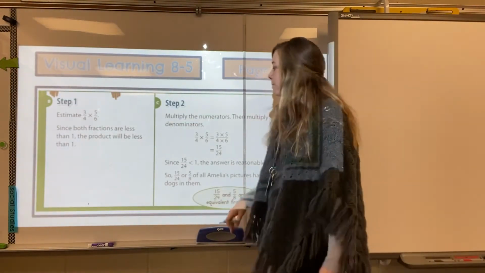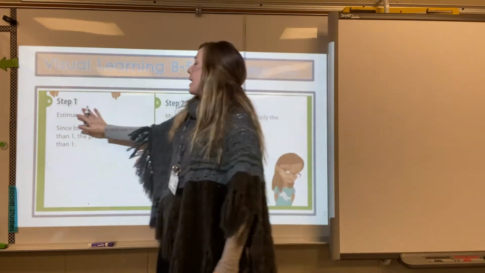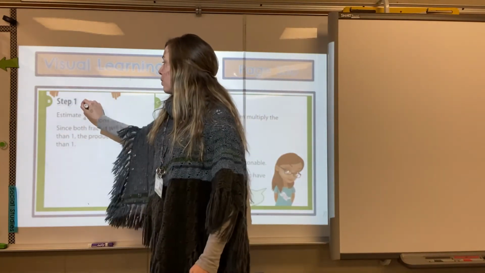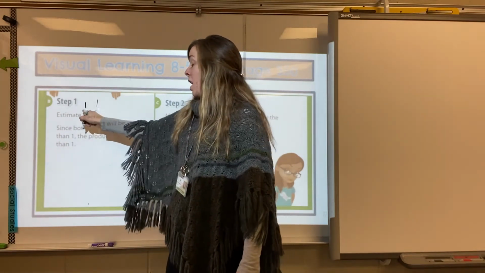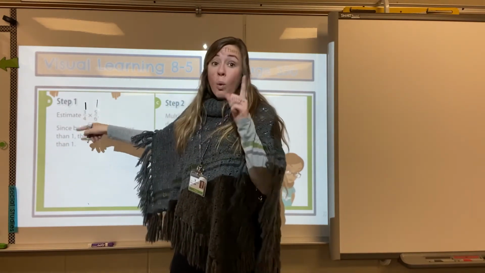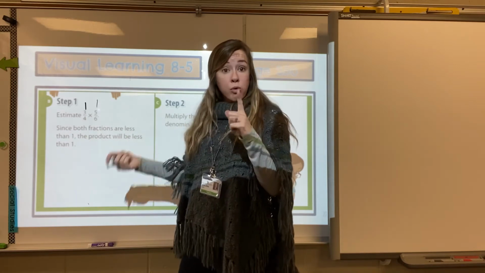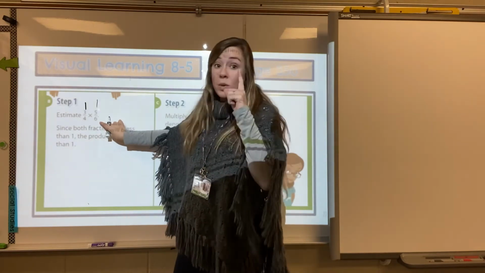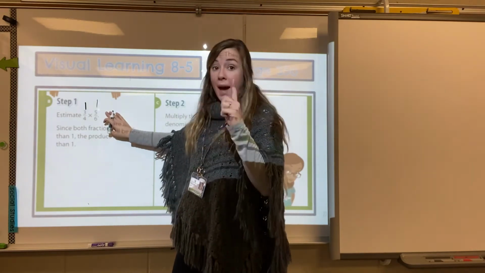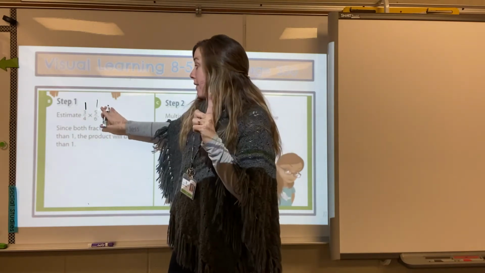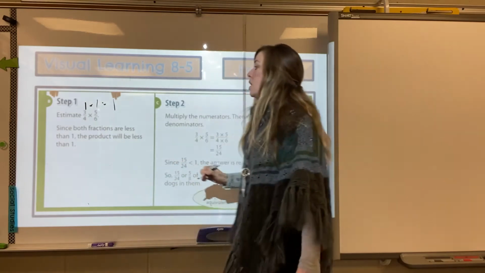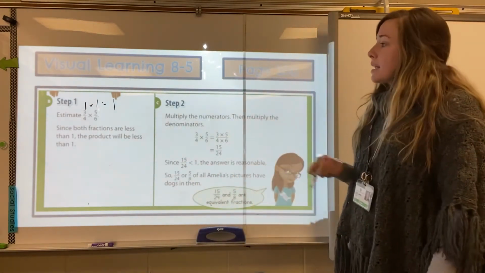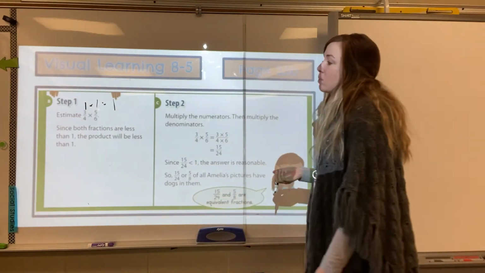I really do. Okay, so step 1 here is they're estimating a little bit. So they rounded 3/4 to 1 and they rounded 5/6 to 1. And that's because 3 out of 4 is only one of the parts away from being one whole, 4 out of 4. 5 out of 6 is only one of the parts away from being one whole, 6 out of 6. So if I do 1 times 1, I get 1. So since both fractions are less than 1, the product will be less than 1, is what they're realizing.